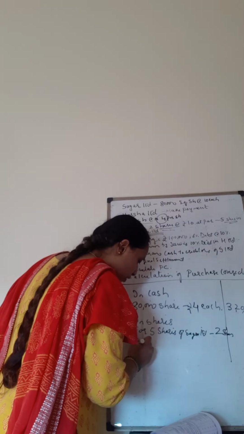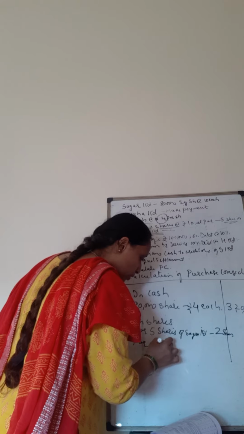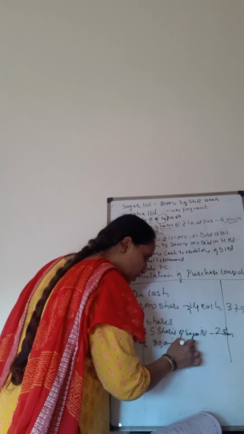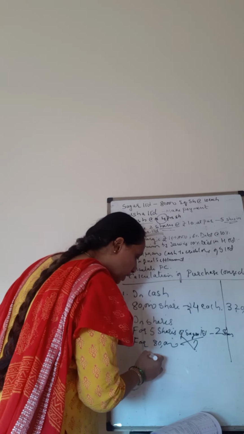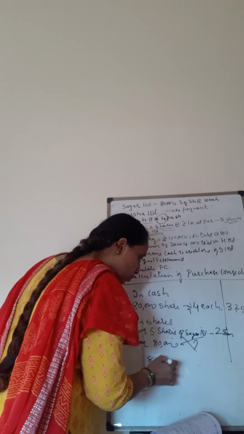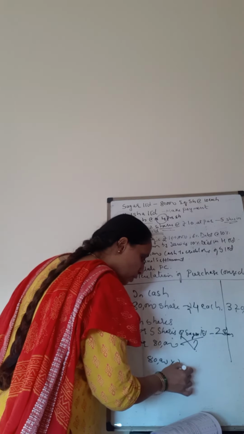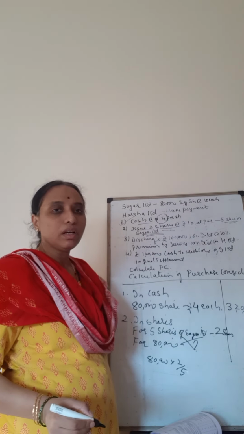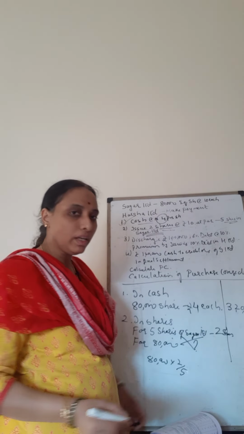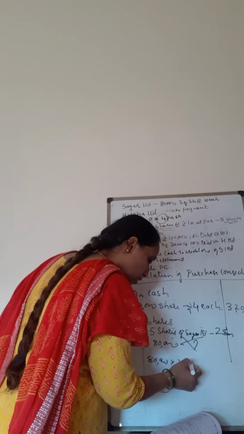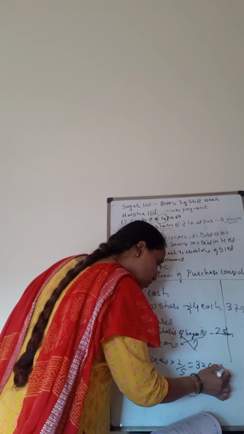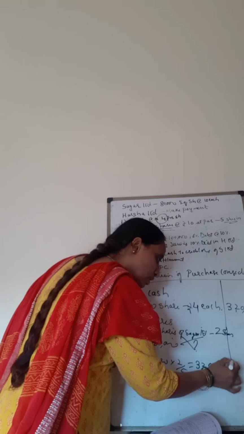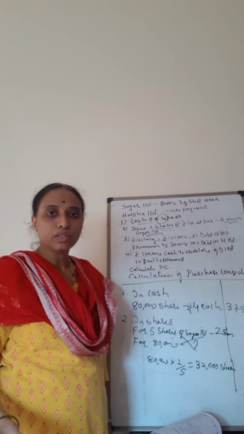How many shares are there in Sagar Limited? 80,000 shares. For 80,000 shares, how much? So this is how we are going to calculate, cross multiply, that is 80,000 into 2 by 5. If you calculate this, 80,000 into 2 by 5, we will get how many shares? 32,000 shares. So the H company is going to pay 32,000 shares.